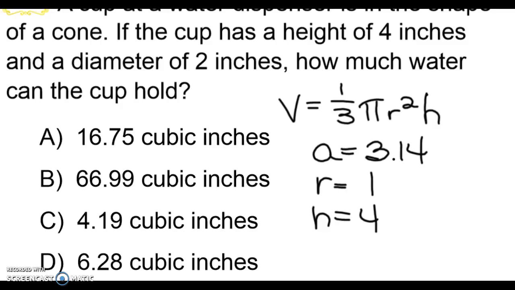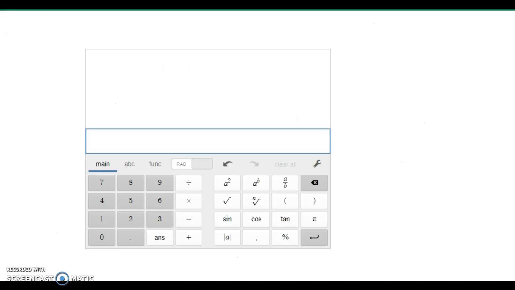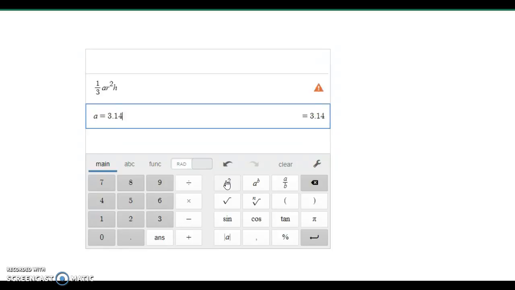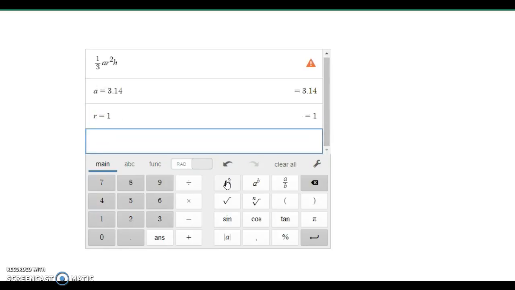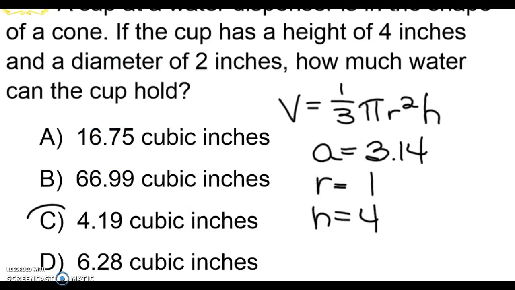So now that I have all of that written down, I'm going to go to Desmos, and I'm going to plug in the formula that they give us. They give us 1/3 times pi r squared times h. And then I'm going to plug in all the information that I wrote down on my proof paper. And again, don't forget that you need to take that diameter and cut it in half. And it looks like I get about 4.186, so you should have selected answer choice C.